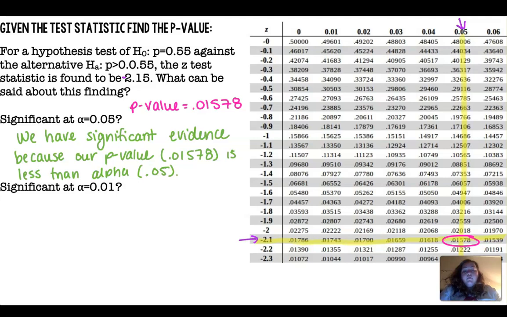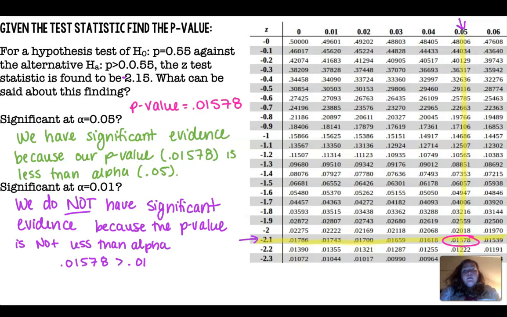How about at an alpha value of 0.01? Well, this one would not be significant. We do not have significant evidence because the p-value is not less than the alpha value. 0.01578 is greater than 0.01.